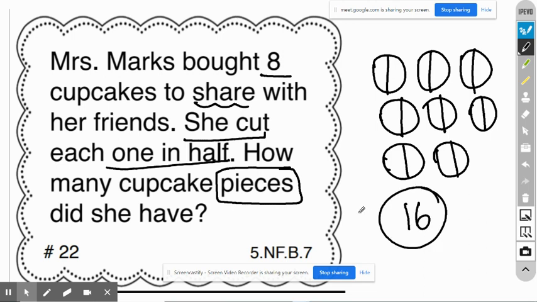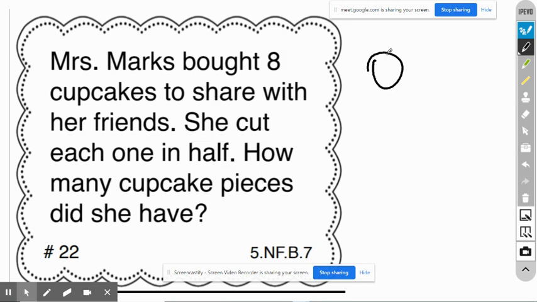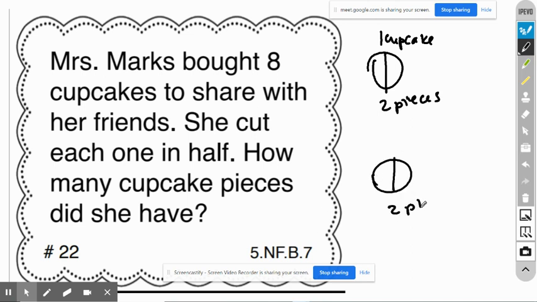16. Now, let's say, but Miss Miller, what if it's a humongous number and I don't want to draw? Or like I said, you could draw one. So this is one cupcake. It gives you 2 pieces, right? Another cupcake, another 2 pieces. So you're going to be counting by 2, 8 times.